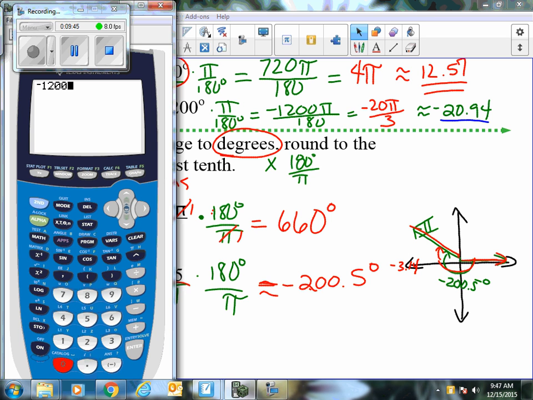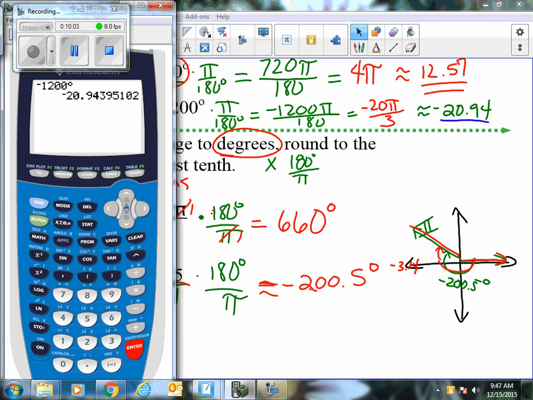But again, if you press enter right now, all it's going to say is negative 1200 right back, because you haven't told the calculator yet, hey, this is degrees, I want you to change it over. So go back to your angle menu, say 1200 degrees, and then press enter. And then we should be good to go.